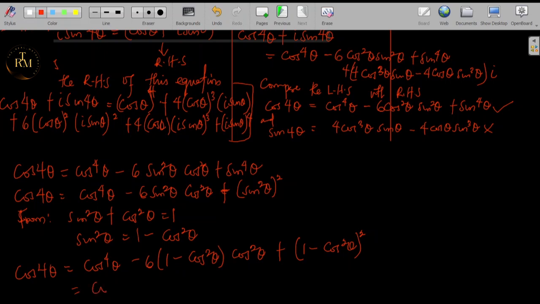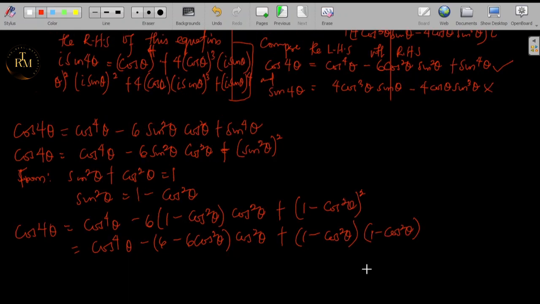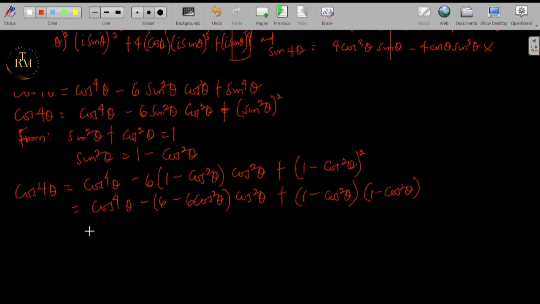Right. At the end of the day, I'm going to have cos 4θ minus, expanding this, minus 6 times 1, or 6 times 1 will give me 6 minus 6 cos squared theta, plus on this side I'm going to have a 1 minus cos squared theta and another 1 minus cos squared theta. That's into 2. Right. So at the end of the day, I'm going to have something of this nature.